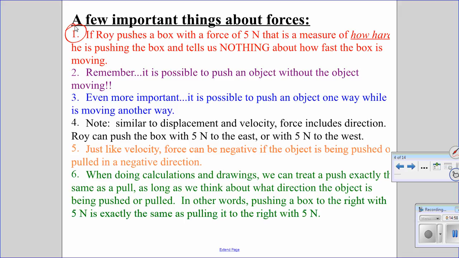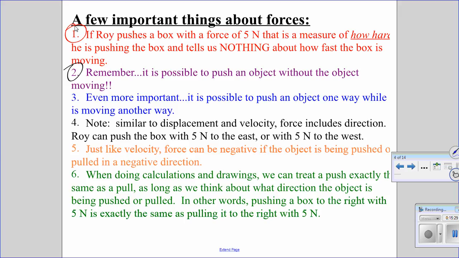So don't make the mistake of confusing force with velocity. They are not the same thing. Force is just how hard it's being pushed, and how fast it's moving is a completely separate value. Cool? Okay. Secondly, I just commented on this. Remember, you can push something and have it not move, right? Because there could be other forces on it that are preventing it from moving, or that are somehow affecting its motion.